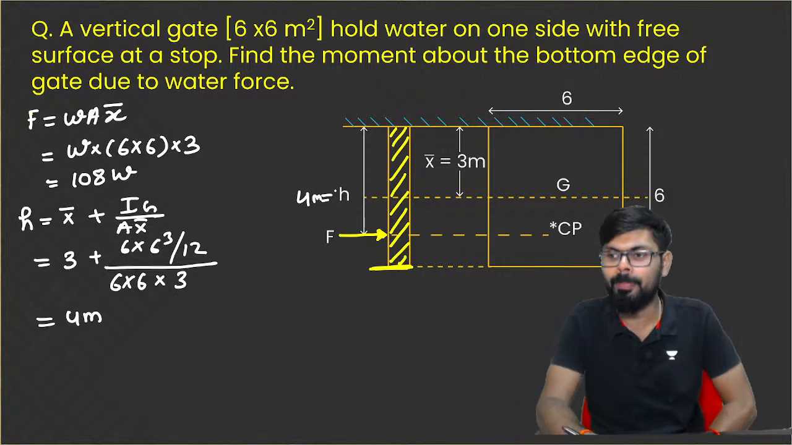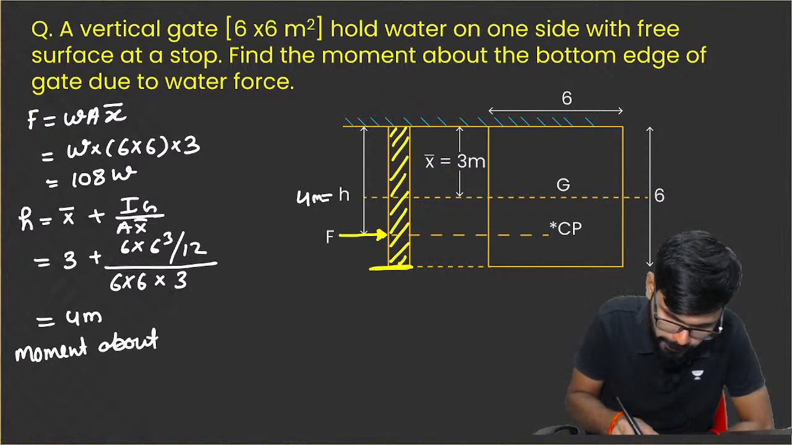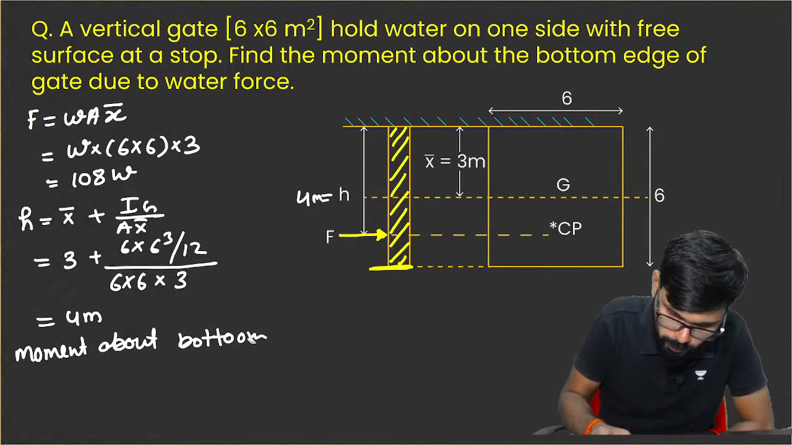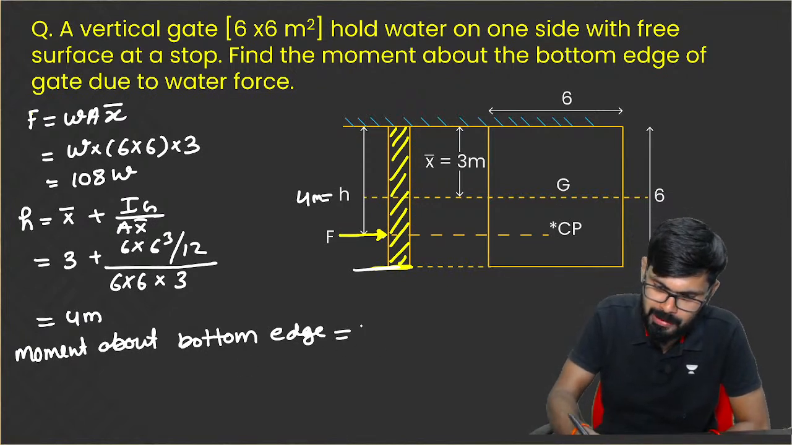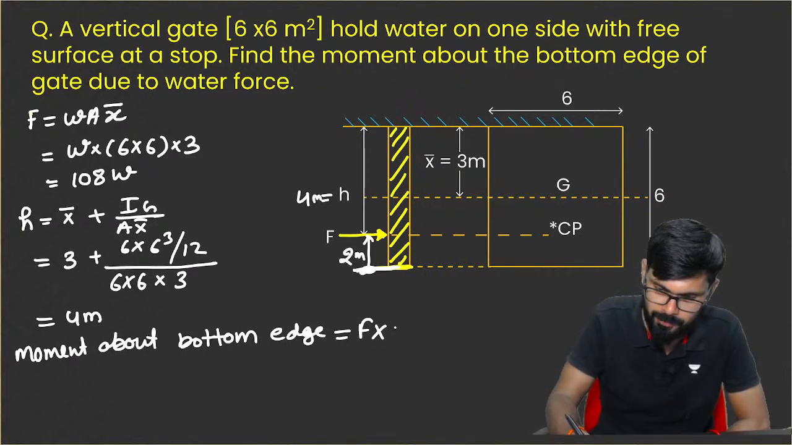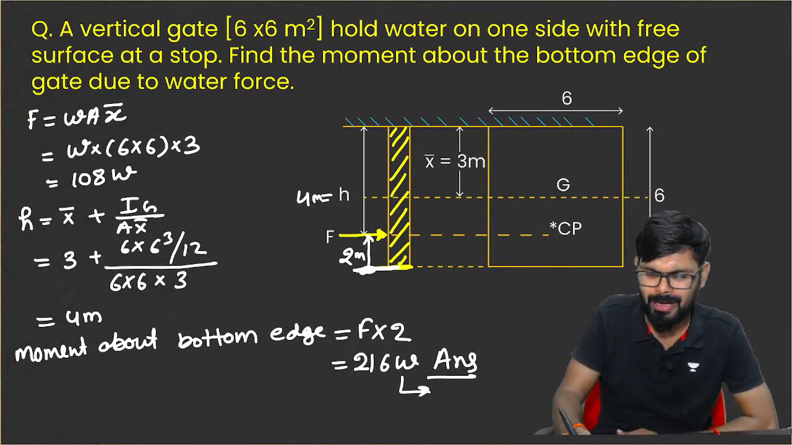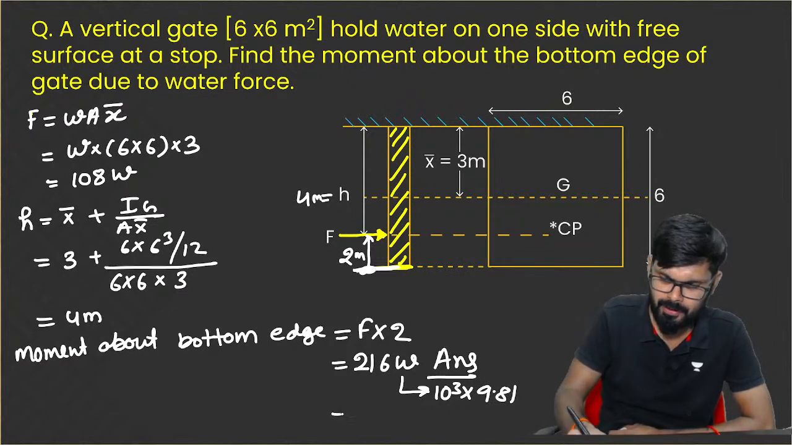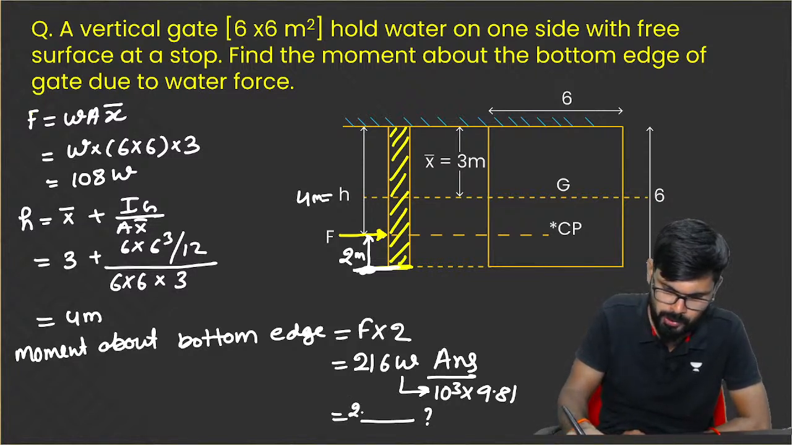Now what they are asking, they are asking moment about this point. So from here you can see that very very simple, F into this distance, when I'm calculating moment about this point means this distance we have to take, that value is 6, this will be 2 meter, this value will become F into 2, so this value will become 216 w. W value also you can add, w value is 10 to the power 3 into 9.81, final answer you can tell me, 2.11 into 10 to the power 6, okay, 2.11 into 10 to the power 6 newton meter.